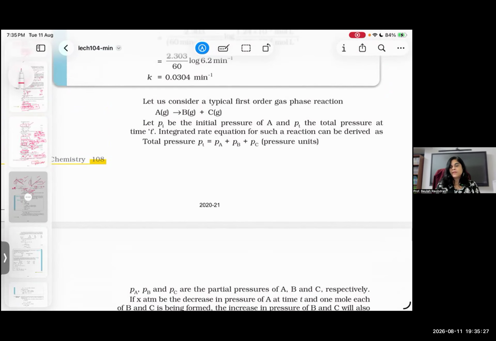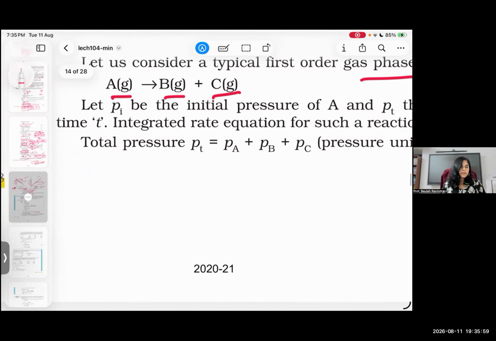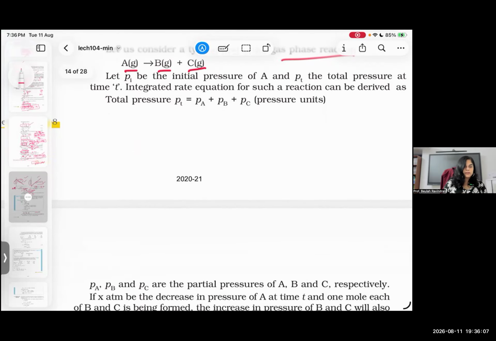Then the first order gas phase reaction. Mostly the first order reactions we saw are decomposition reactions. In the decomposition reaction, A gas gives B gas plus C gas, right? So let Pi be the initial pressure of A, and PT the total pressure at time T. The integrated rate equation for such a reaction can be derived, with total pressure taken like this.